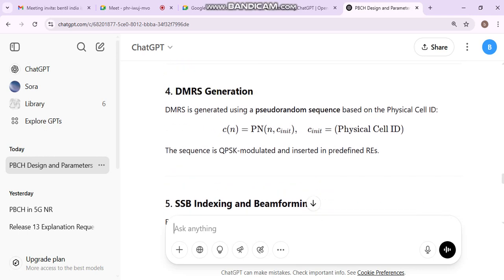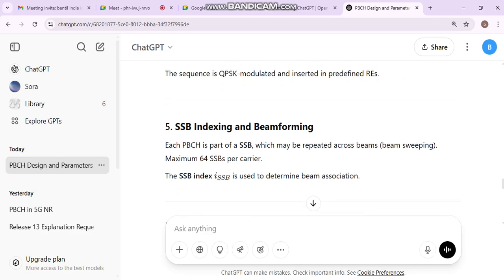DMRS generation. Next, DMRS is generated using a pseudo-random sequence based on the physical cell ID, with c_init depending on the physical cell ID. The sequence is QPSK modulated and inserted in predefined resource elements. SSB indexing and beamforming. Each PBCH is part of an SSB, which may be repeated across beams, beam sweeping, with a maximum of 64 SSBs per carrier. The SSB index i_SSB is used to determine beam association.